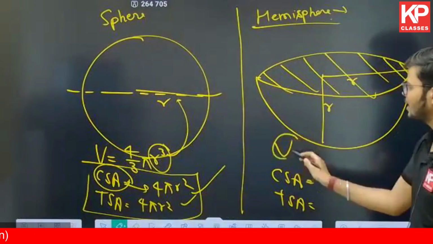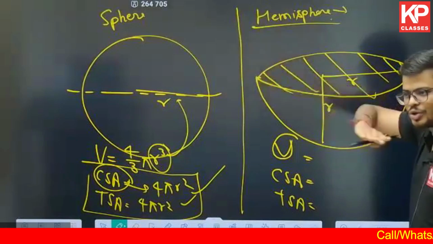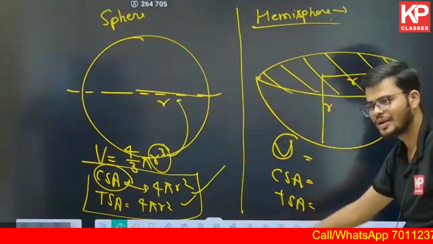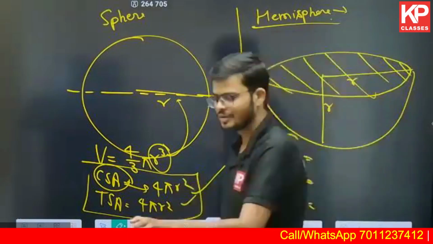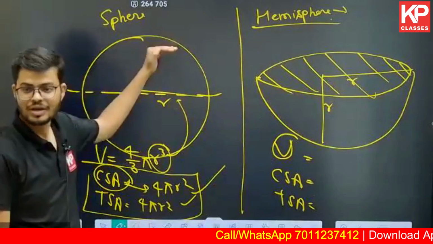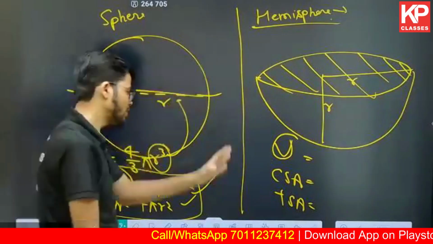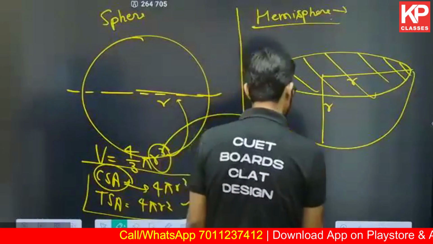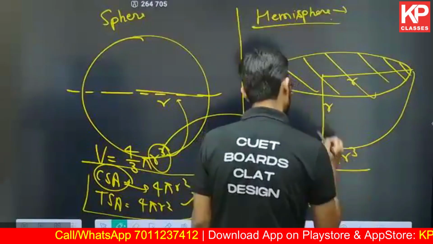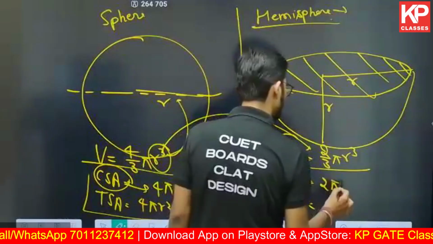Now if I am going to divide this sphere into two equal parts, the volume is going to be half, right? Initially, it was able to hold, suppose for an example, 10 liter of water. Now it will only be able to hold 5 liter of water. So volume will be half. Here it was 4 by 3 pi r cube, it will be 2 by 3 pi r cube. What will be the curved surface area? It was 4 pi r square, it will be 2 pi r square.